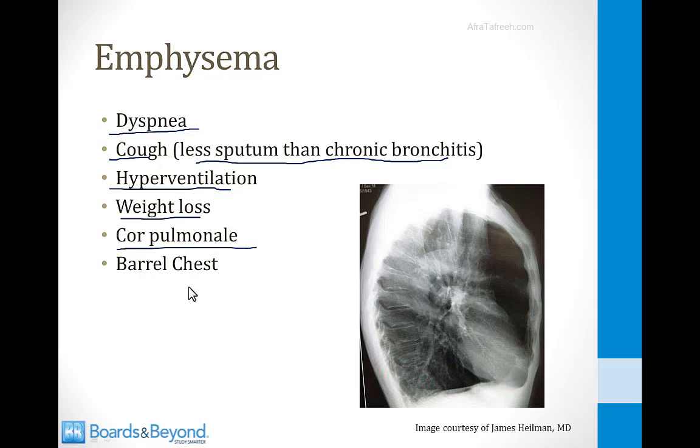And another classic finding of emphysema is the barrel chest. This is an X-ray of someone with a barrel chest over here on the right, and that's from all the air trapping due to the emphysema and the obstructive physiology.